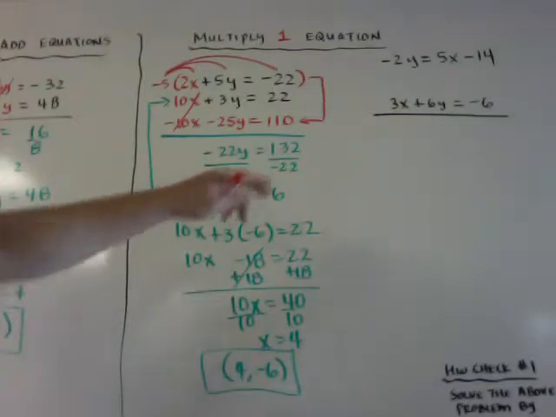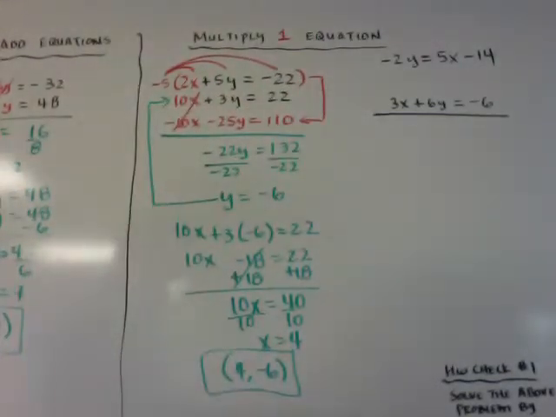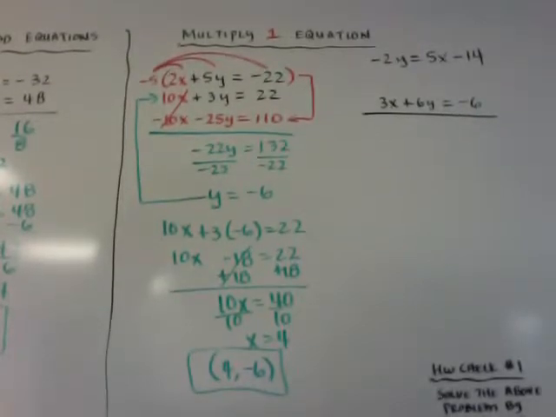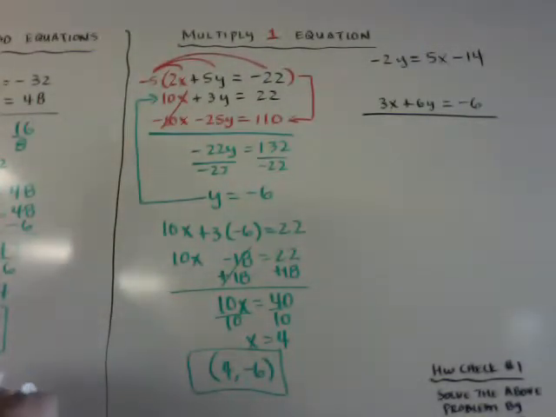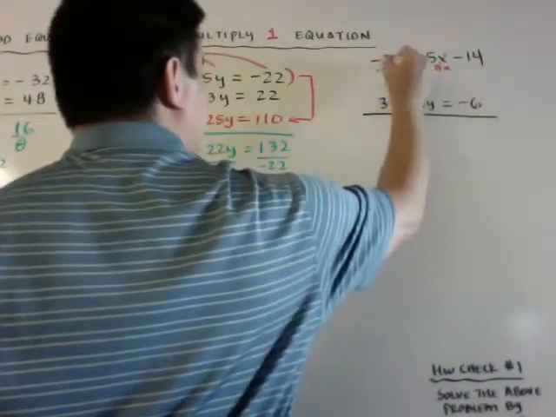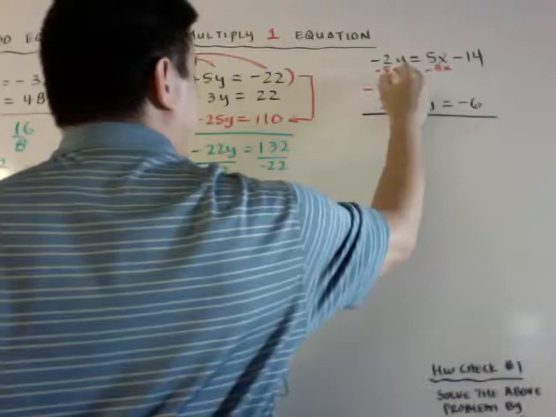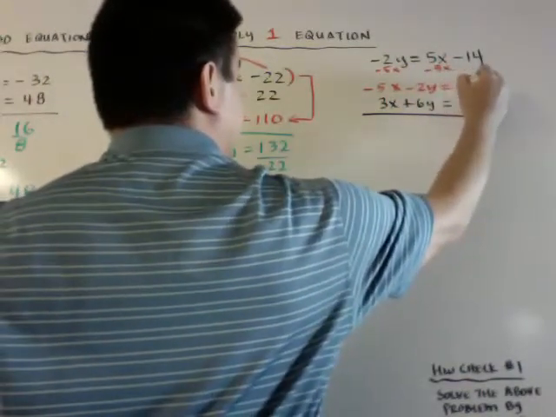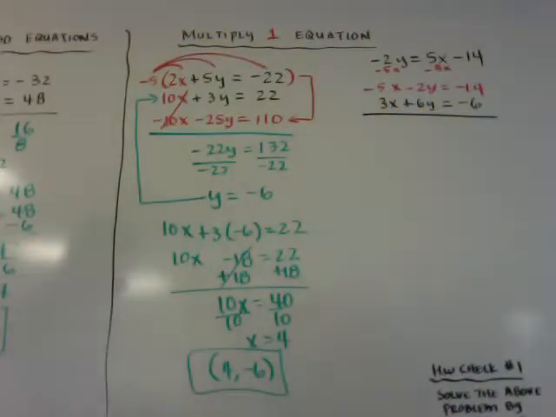Here's my other example. So you can see I left the gap in it, but the first thing you want to do, if you remember, was line it up into standard form. Okay. So what I need to do is minus 5x from both sides. And I'm going to get negative 5x minus 2y is equal to negative 14. And now I have my two equations lined up in standard form.